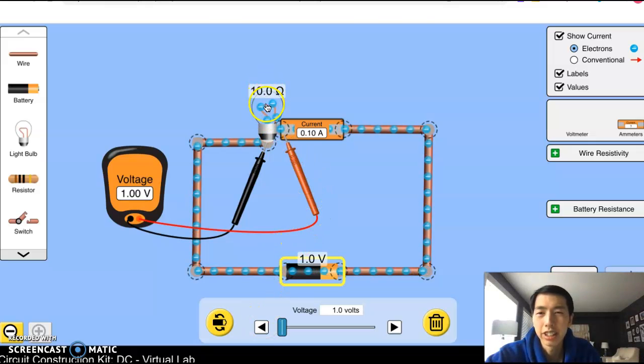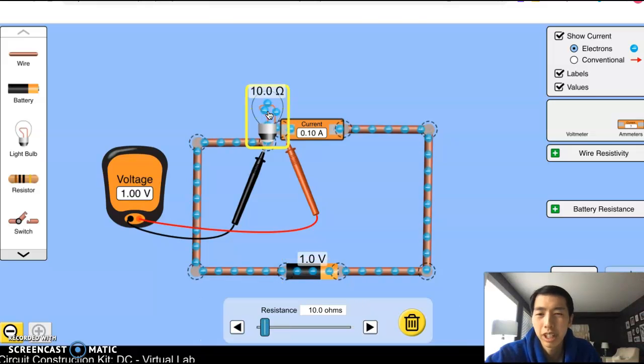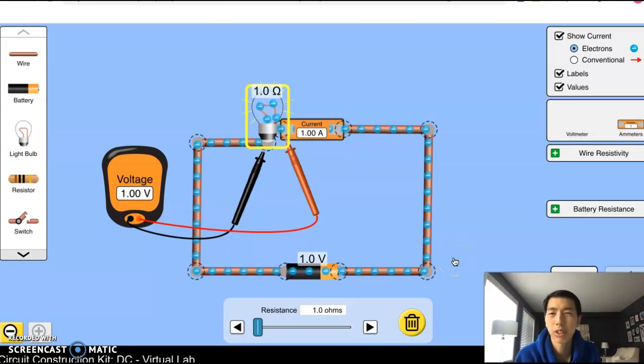And then you can do the same with the resistance of a light bulb or a resistor. So I've got a light bulb here. I'm going to click on it. When I click on the light bulb, I get a slider at the bottom where I can adjust the resistance of the light bulb. Right now it's at 10.0 ohms. I'm going to bring that all the way down to 1 ohm as well. Okay, so I'm going to start with simple numbers, 1 volt, 1 ohm.